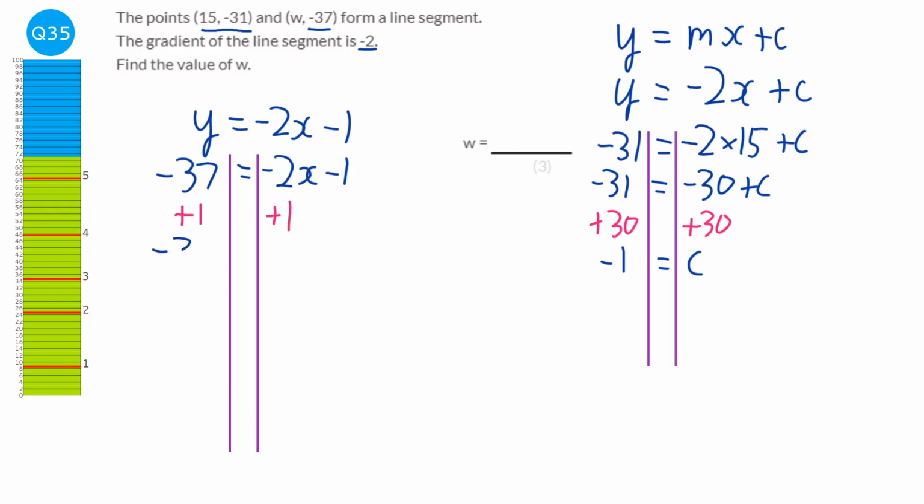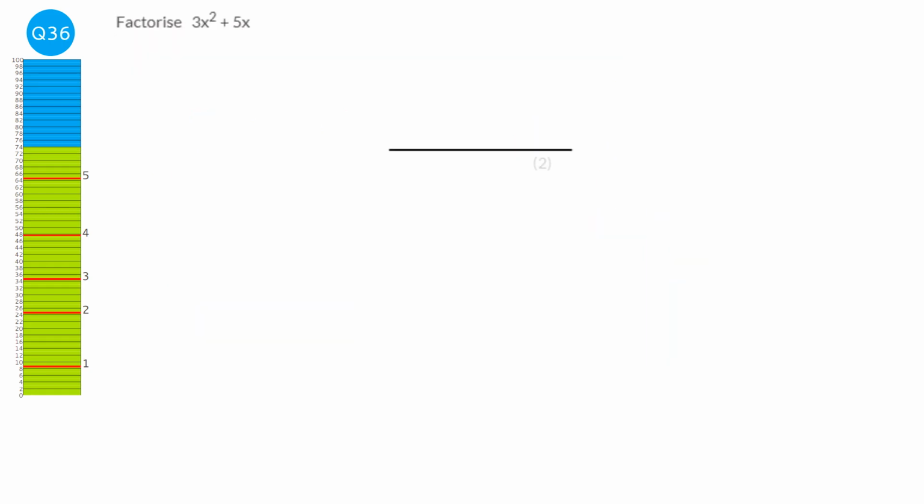And so it would be minus 36 equals minus 2x. I'm going to now divide everything by minus 2. And a negative divided by a negative is positive. 36 divided by 2 is 18. And then obviously that gets rid of the coefficient of the x, so it's just x. So x equals 18. So the x value is 18 and the x value is the w value. So w is 18.